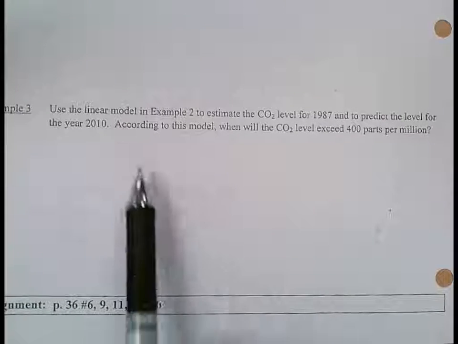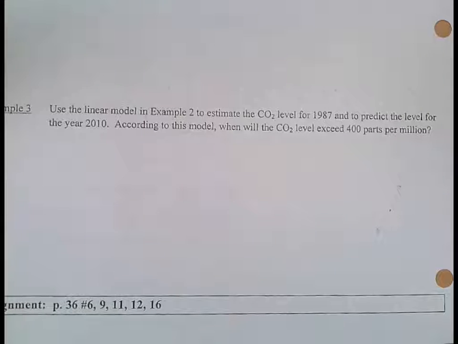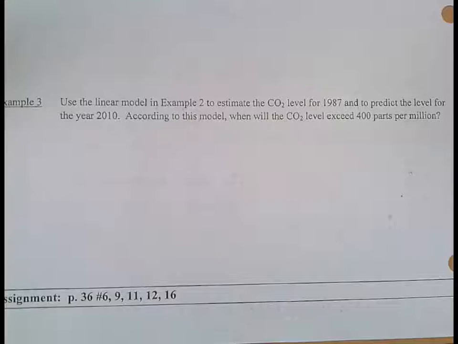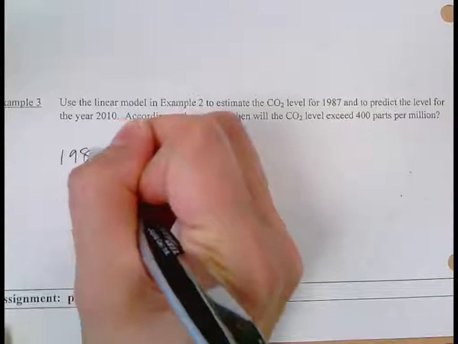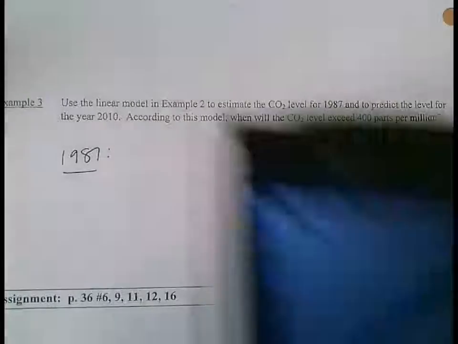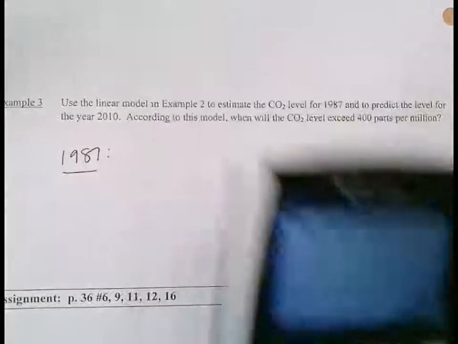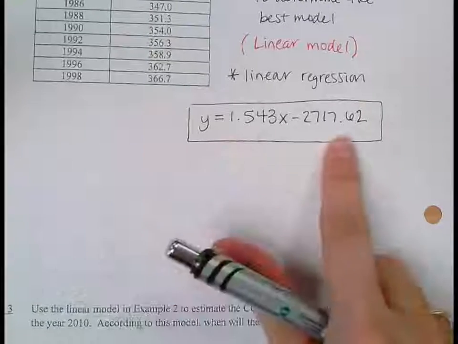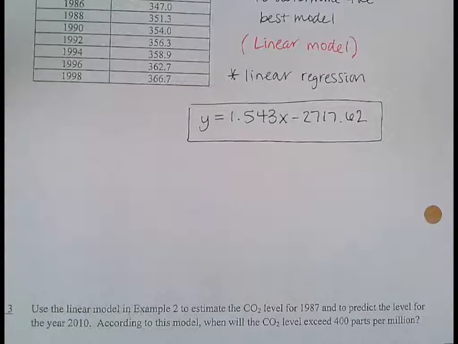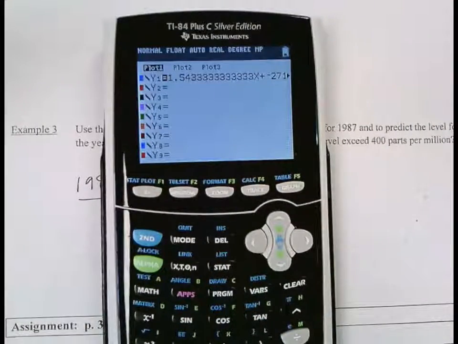And then it also asks a third question: according to this model, when will the CO2 level exceed 400 parts per million? So I just want to show you how to use your calculator. Say we were finding the carbon dioxide level for 1987. On your calculator, you do not have to use this particular model and substitute 1987 in for X. You can have your calculator do the whole thing for you by doing this.